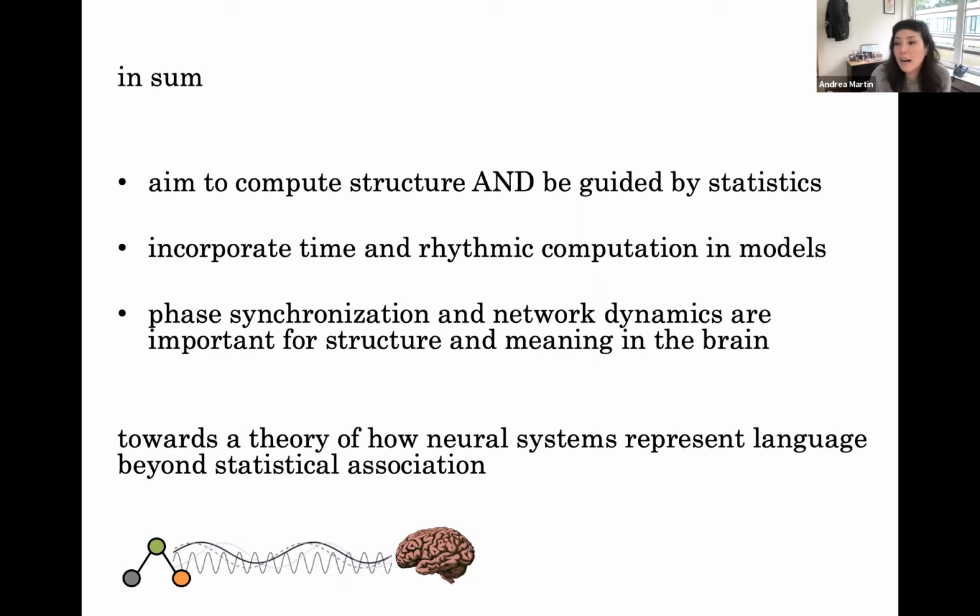So in sum, I think what I want to do, and what I hope I've convinced a lot of people also to want to do, is that we should try to compute structure and be guided by statistics and come up with good theories about how either and both can be represented in a system. We want to incorporate time and rhythm into our models. And again, spoiler, I think phase synchronization and network dynamics are structure and meaning in the brain.